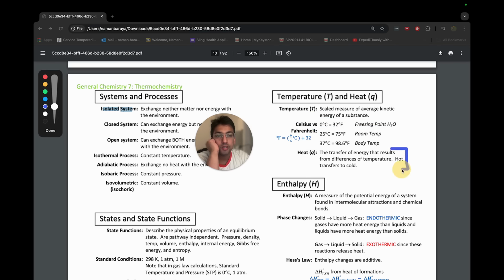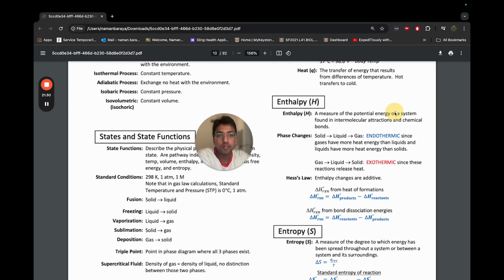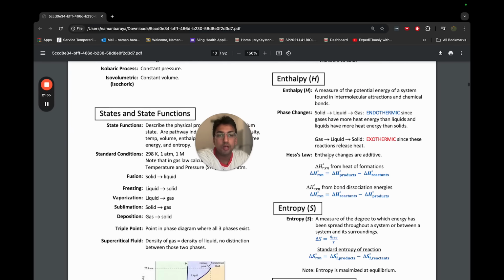Okay, heat is just the transfer of energy that results from differences in temperature. So if you have a hot cup of coffee on a cold day, then there's going to be heat exchange because this has a higher temperature than the surroundings. Okay, now we have enthalpy. Enthalpy is the measure of potential energy of a system found in intermolecular attractions and chemical bonds. You can imagine that if there's a lot of chemical bonds that are causing higher enthalpy, then if this is a very unstable bond between these two things, there might be a desire to break that bond and release a lot of energy.